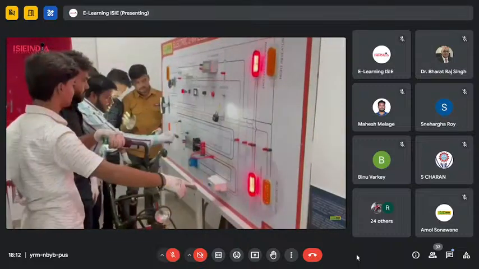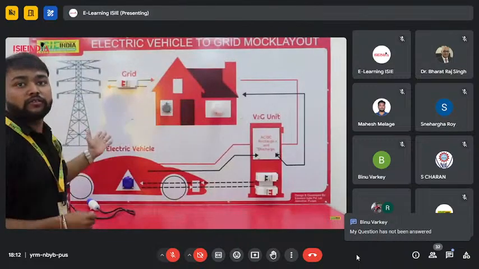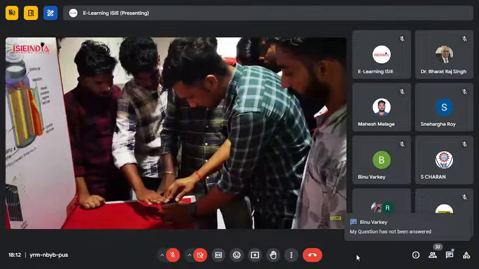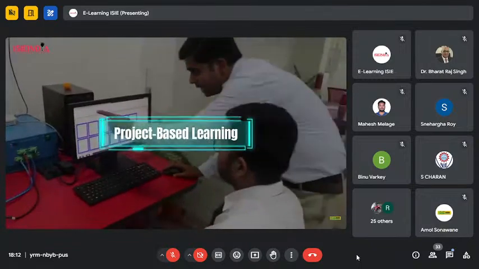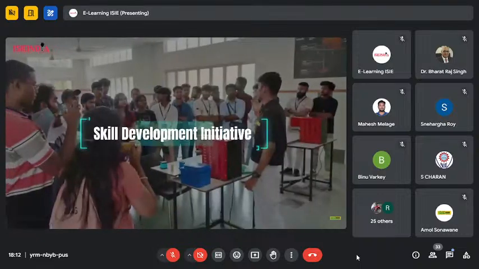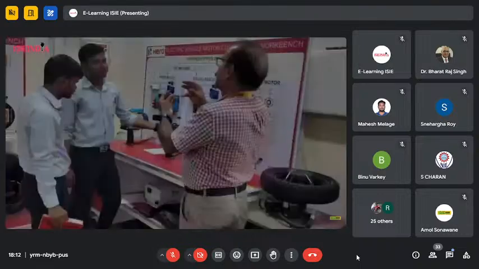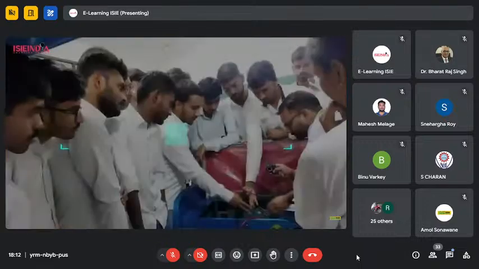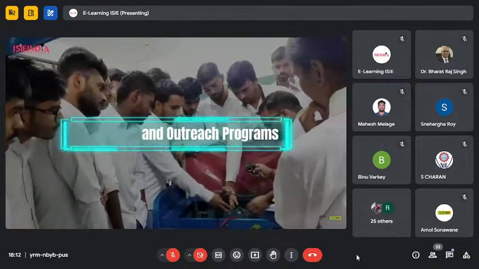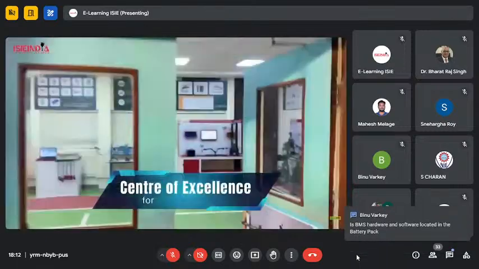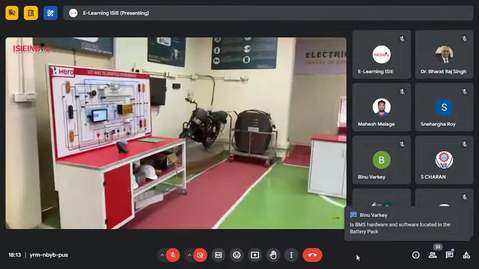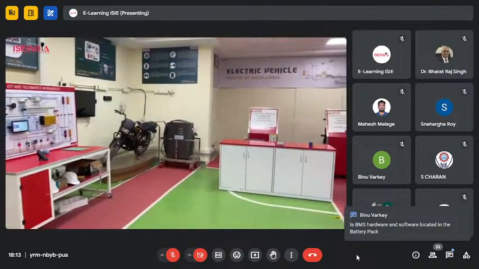Our expertise in the industry has led us to design cutting-edge technological solutions for the growing electric vehicle industry. We promote project-based learning, hands-on training, skill development initiatives, vocational training, research, entrepreneurship, public-private partnerships, awareness and outreach programs. Our state-of-the-art facility, the Center of Excellence for Electric Vehicle, is dedicated to spreading the word about electric vehicles by facilitation of technologically advanced solutions.